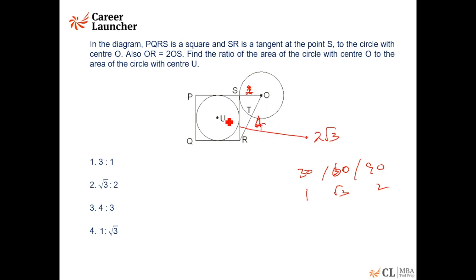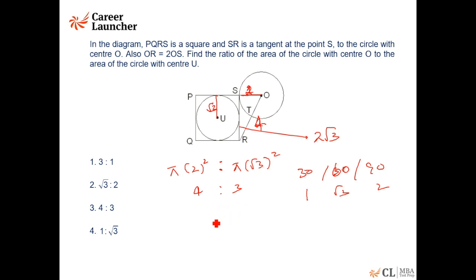Why have I taken 2? Now the radius of this circle will become 1 root 3. So the radius of this circle is root 3. So what is the ratio of the area? The area of the first circle is pi into 2 square, and the second one will be pi into root 3 square, which is going to be 4 is to 3.